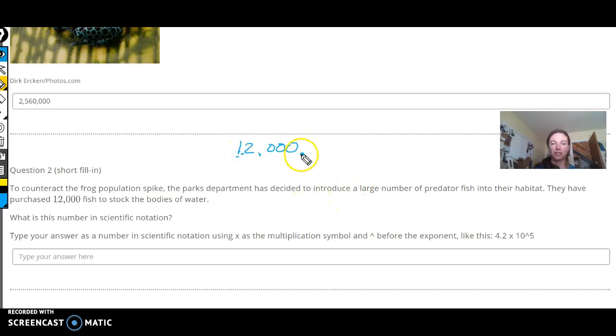And then we're going to start here, and we're going to count how many spaces it takes to get from having the decimal here to having the decimal here. So this is 1, 2, 3, 4. That becomes our exponent. So now we have 1.2 times 10 to the 4th power.